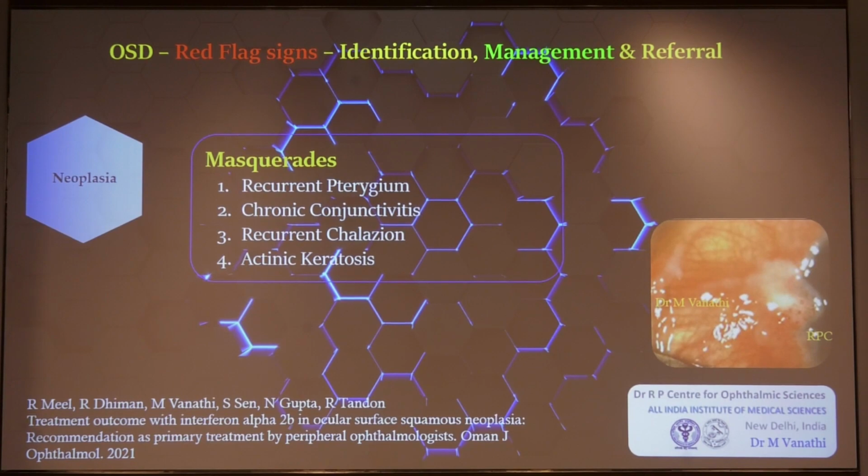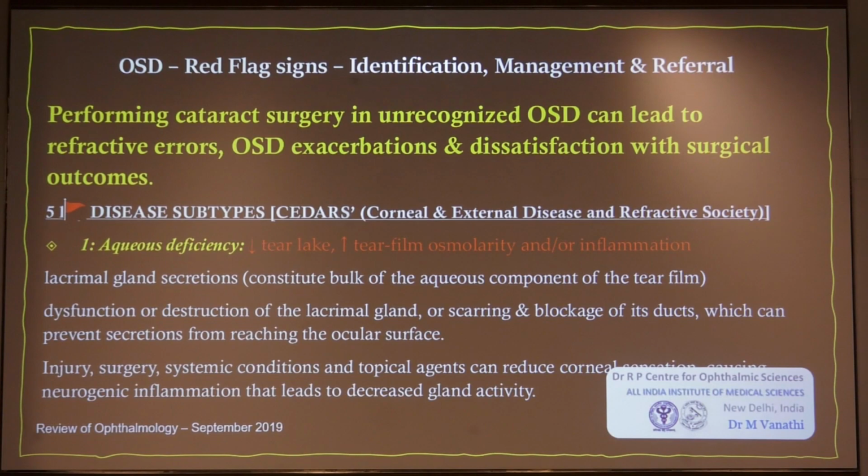Masquerades include recurrent pterygium, especially in elderly individuals and those with very poor ocular surfaces. Chronic conjunctivitis is another masquerade, which could mask surface neoplasias. Recurrent chalazions are another scenario where you would probably miss malignancy of the meibomian gland ducts. Actinic keratosis and other limbal lesions could be precursors to surface neoplasias.